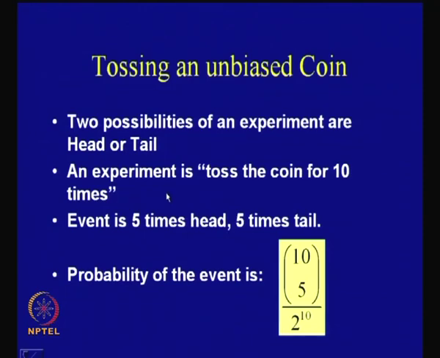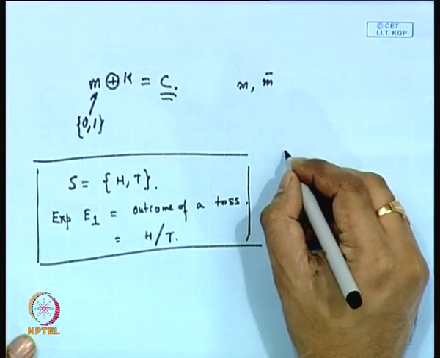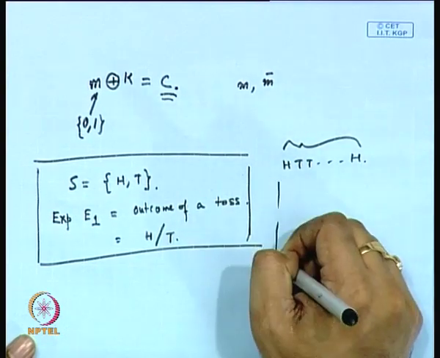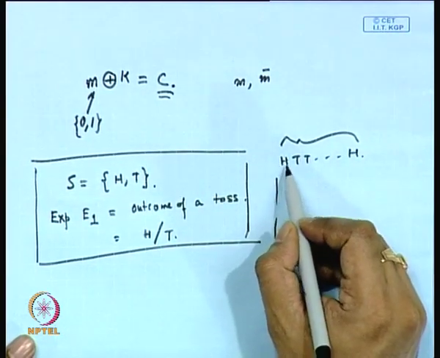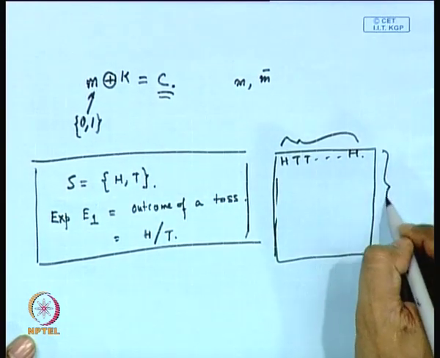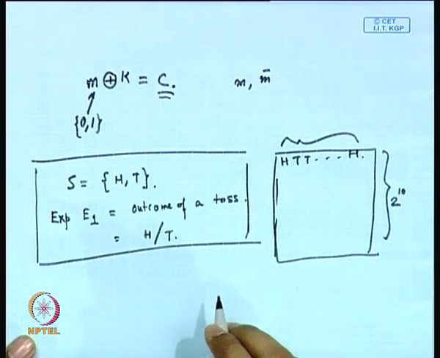So let us make it a little more complicated. You have not only two possibilities, head or tail, but you toss the coin 10 times. If you toss the coin 10 times, there are several possible outcomes. It is a sequence of heads and tails, so it can be head, tail, tail, tail, and so on till head. If you denote the head by 0 and the tail by 1, how many possible outcomes are there? There are 2 power of 10 possible outcomes.